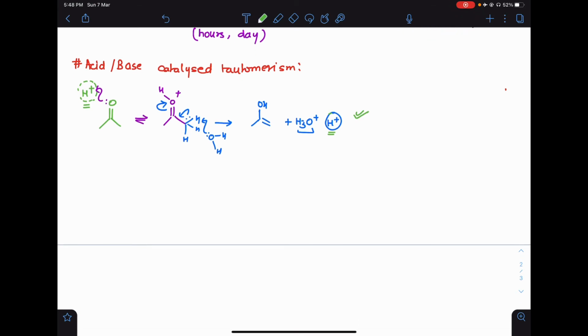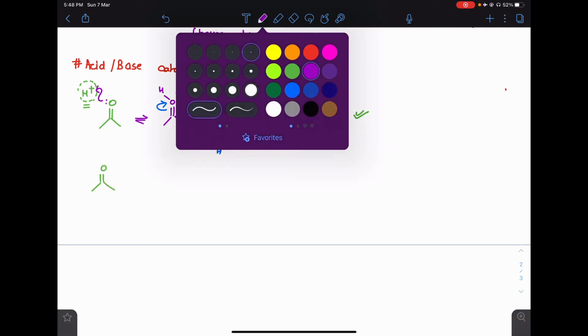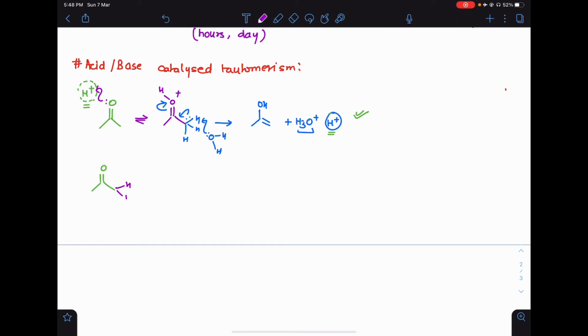Now, if we talk about the same thing in basic medium, when I say basic medium, what does that mean? That there are OH minus present, right? So that OH minus will do what? Will abstract this alpha hydrogen and a conjugate base will be formed. This negative charge will shift here, this will shift here, and now see the arrow that I'm showing is of a resonating structure, because O minus double bond this and this are resonating structures.